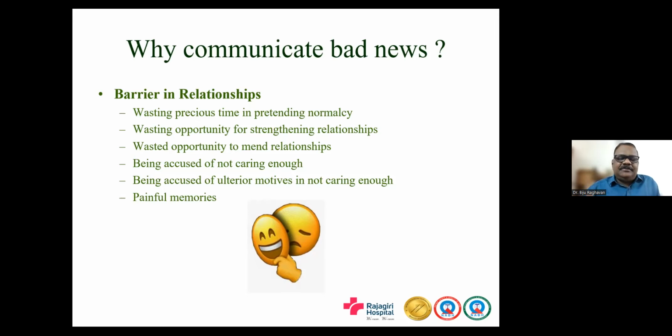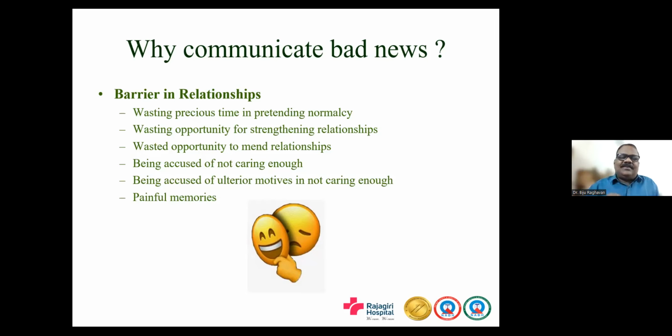So we are denying the family an opportunity to cry and have a real relationship. Because we did not make that effort, the drama continues and the patient eventually dies. And then you put a garland around the picture and wish if we had only some more time. So what were you doing when the person was there? That time we were playing a drama.